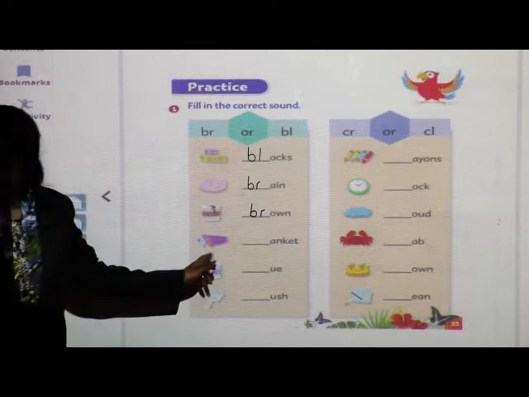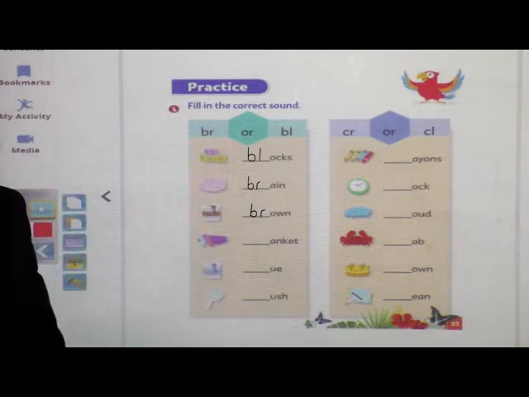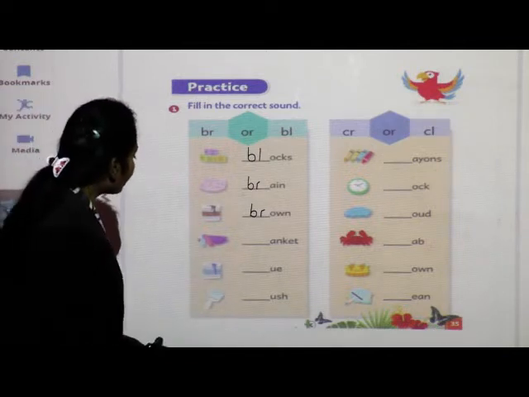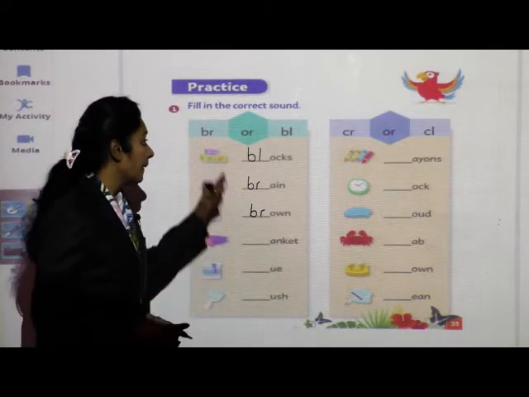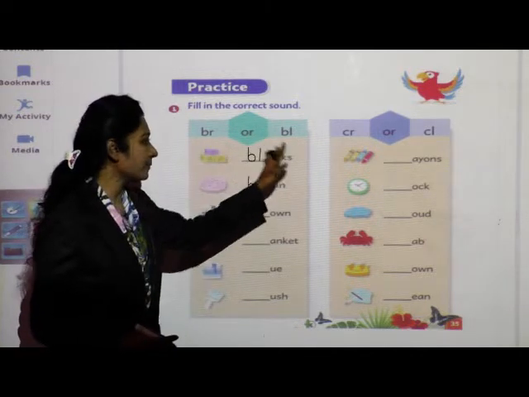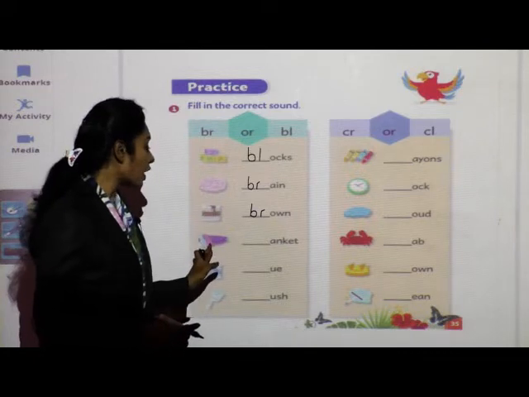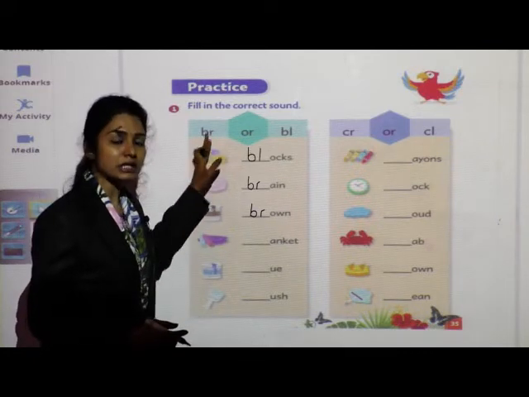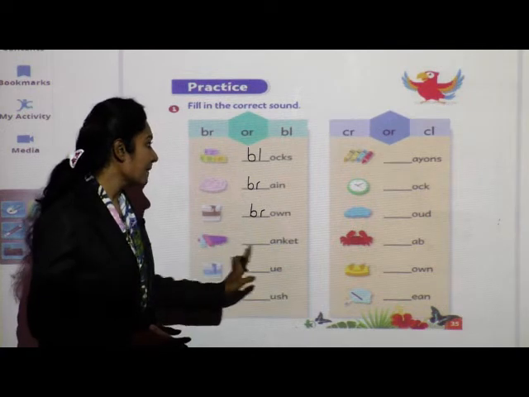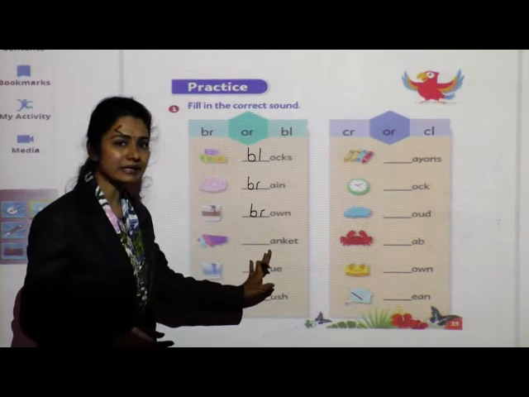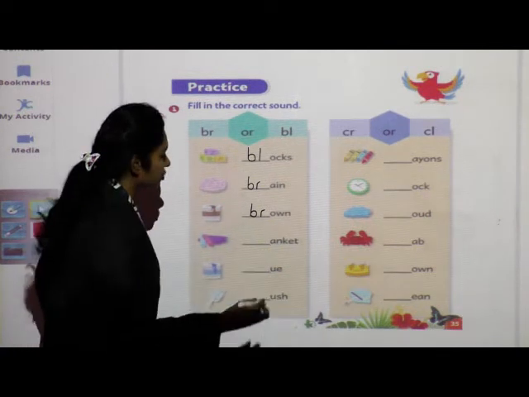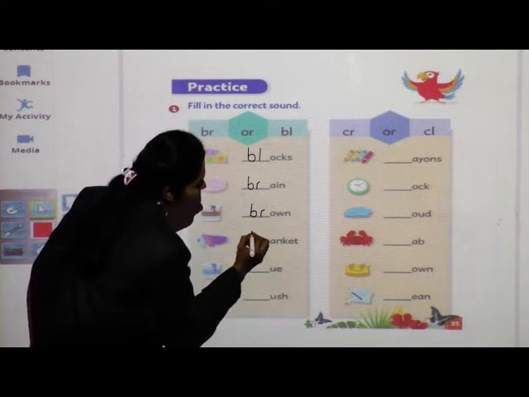What is this? Which picture is this, children? Yes, it is looking like a blanket. Just tell me, which digraph will relate here, br or bl? Yes, blanket. So write here BL.